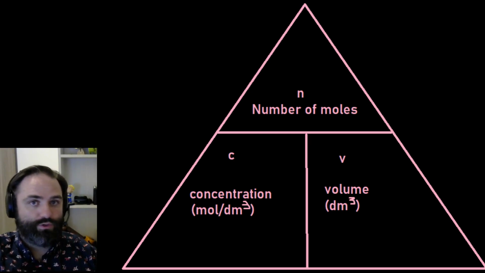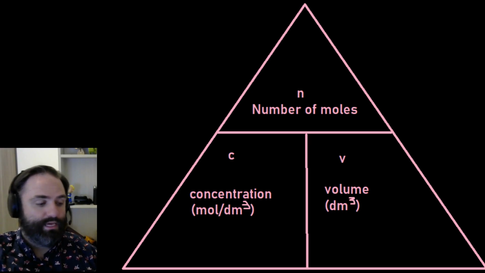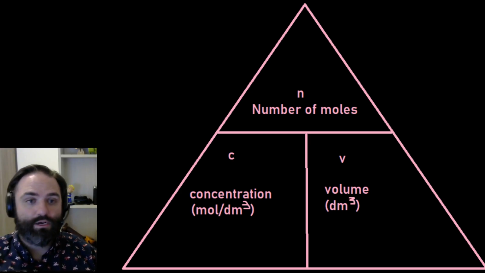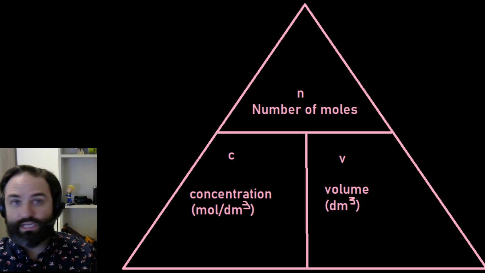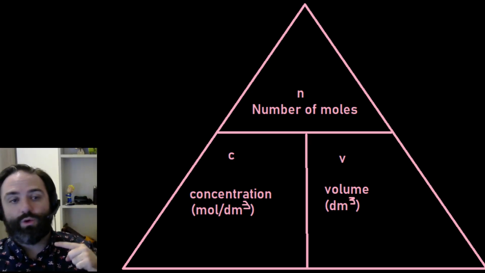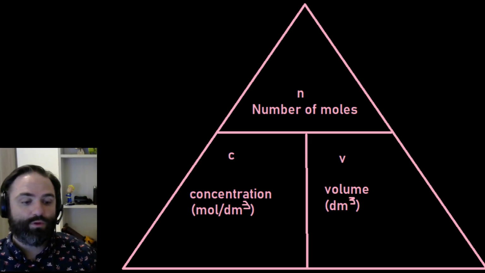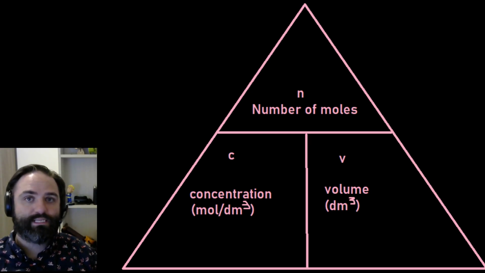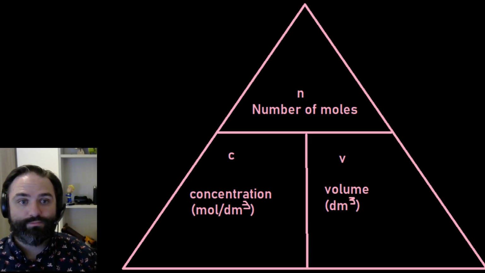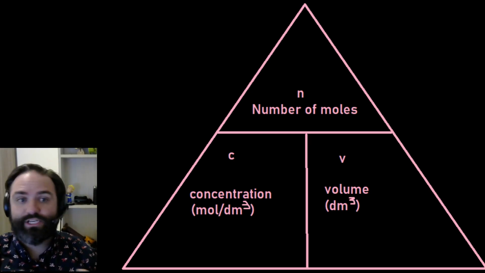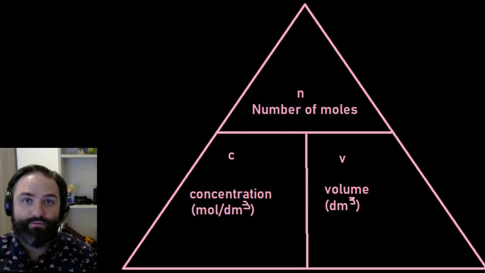The units are also very important. The number of moles is going to be in number of moles. If you don't have the number of moles, if you just have grams, you have to use the first equation to convert into number of moles. The concentration is in the unit moles per decimeter cubed. The volume is in the unit decimeter cubed, not centimeter cubed. Quite often you'll get given information in centimeters cubed, but you have to convert.